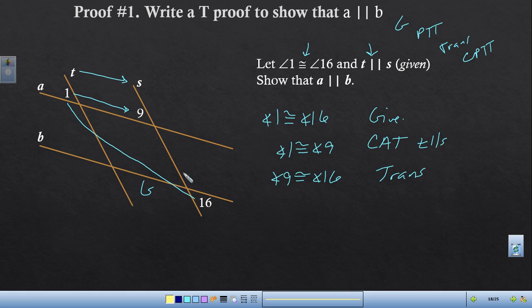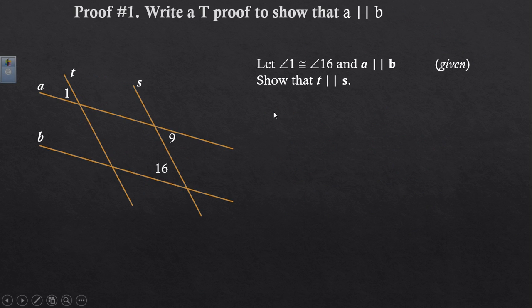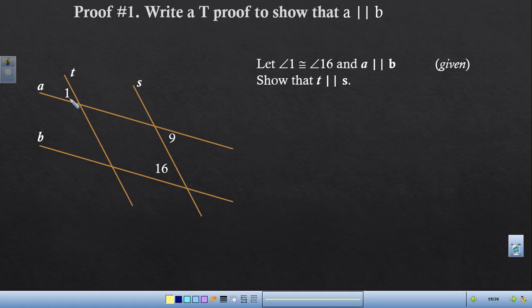Now we come back to the drawing and we say, what relationship does 9 have to 16? Well, it's alternate exterior. So that means that A is parallel to B by the converse alternate exterior angles theorem. Let's do it again. This time 1 is congruent to 16, given, and now A is parallel to B. So instead of connecting 1 to 9, T to S, I'm going to connect 16 to 9, A to B.